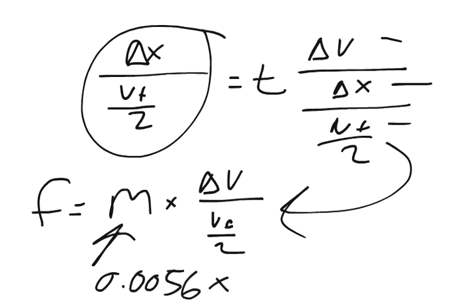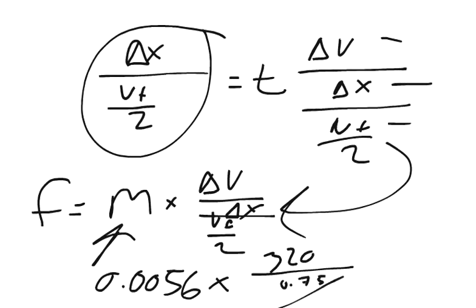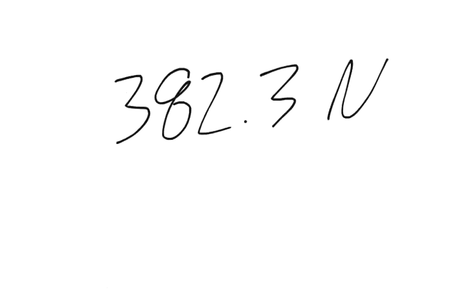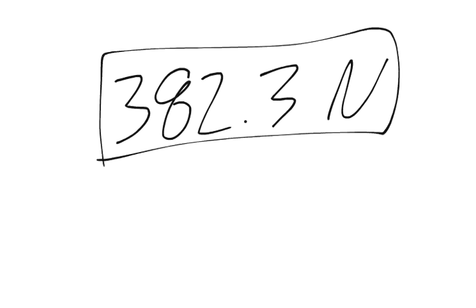Now we can take our mass, 0.0056, times the change in velocity, 320 meters per second, over the distance, 0.75, divided by the final velocity over 2, so 320 over 2. I'm going to work that out on my calculator. 382.3 newtons is the answer I came up with.